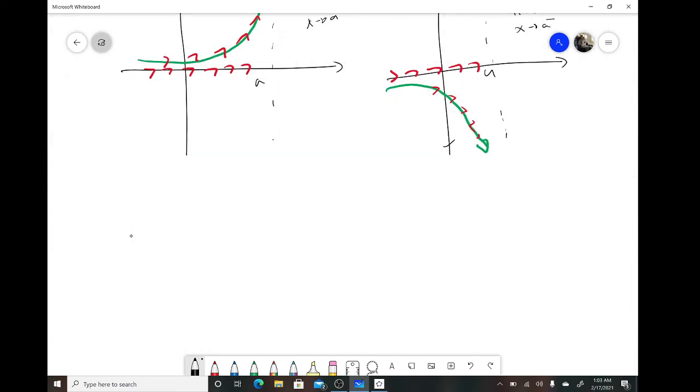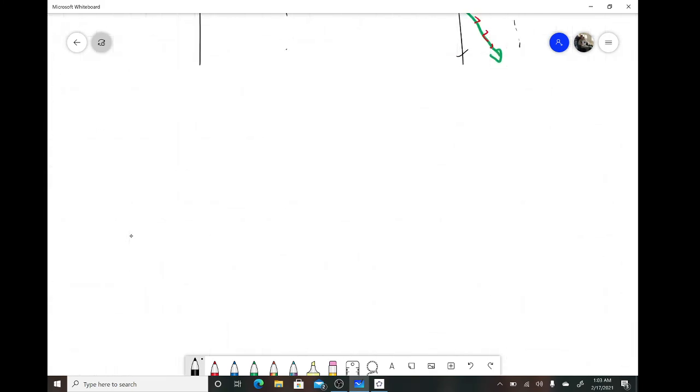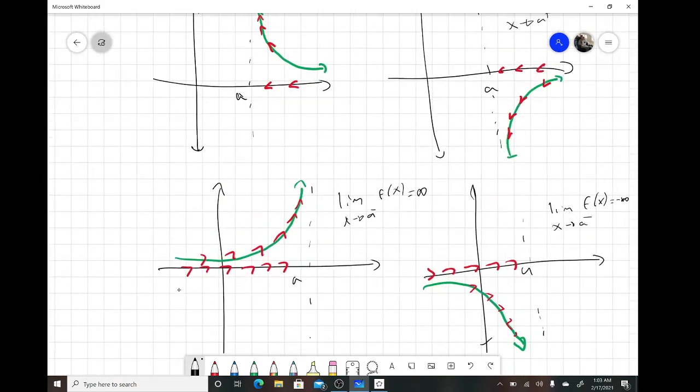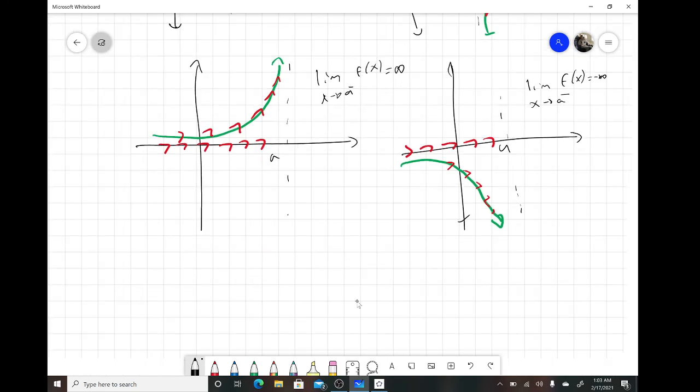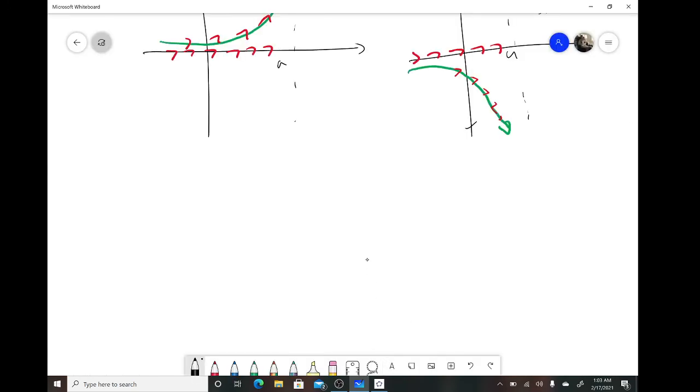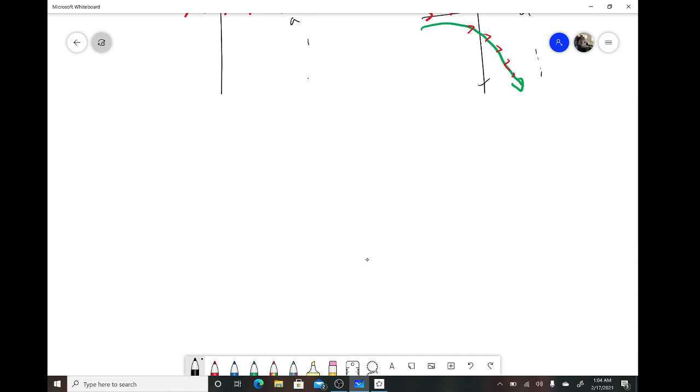So these are the four scenarios for one-sided limits. And again, they will play a big role as we move along in the semester. We will see this come up again when we are taking limits of other types of functions. Sometimes we may take a limit of a piecewise function, for example. So it's important that you understand these things.